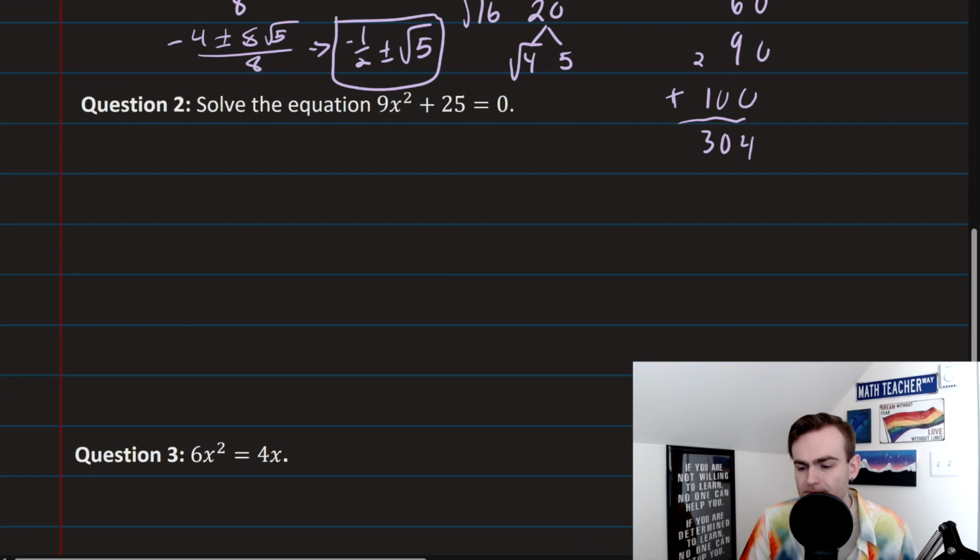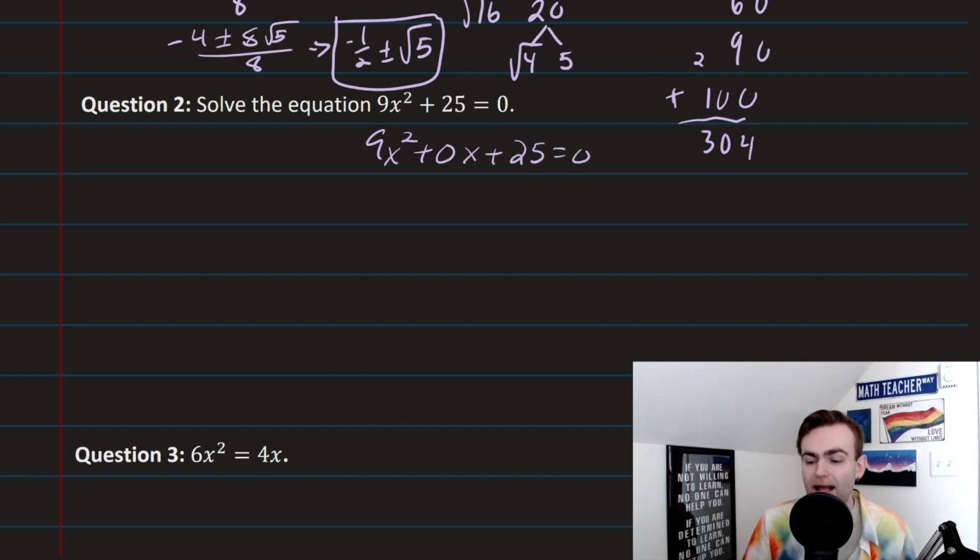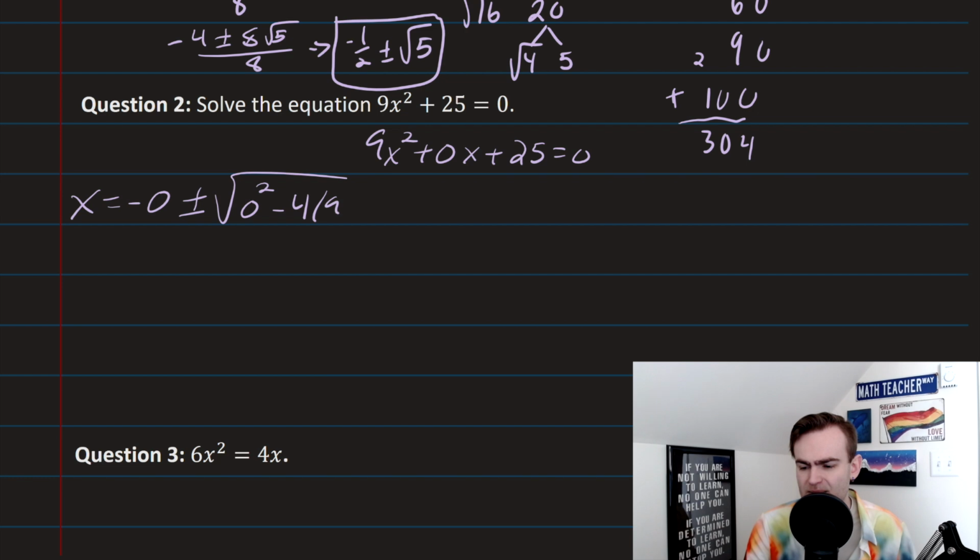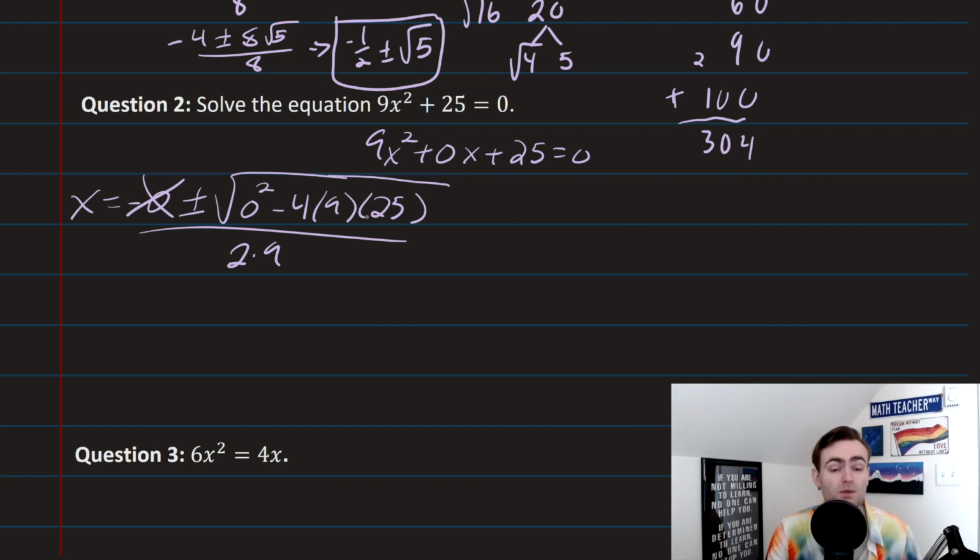For this one here, you notice we don't have a b term. We have 9x squared plus 0x plus 25 is equal to 0. So where we plug in b, we're going to get a 0. So x is equal to negative 0 plus or minus the square root of 0 squared minus 4 times 9 times 25, all over 2 times 9. Well, this is going to cancel out. And then we have negative 4 times 9 times 25. Well, negative 4 times 25 is much easier to think about. We would have a negative 100 times 9 is negative 900.